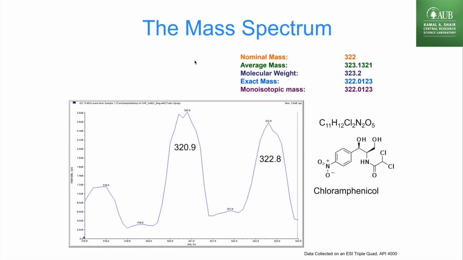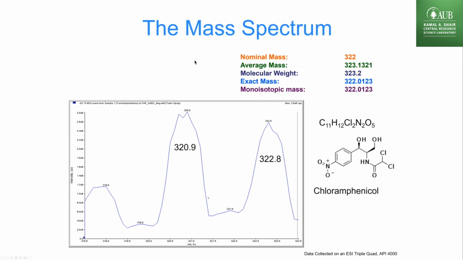And you may think, okay, well, we have another mass here. What is the 323, right? So for those of you who are familiar with isotopes, the chloramphenicol has chlorine in it. And we're going to talk a little bit about isotopes today. Chlorine has a very strong isotope pattern. There are 2 species of chlorine, and that contributes to having these 2 peaks in the mass spectrum.